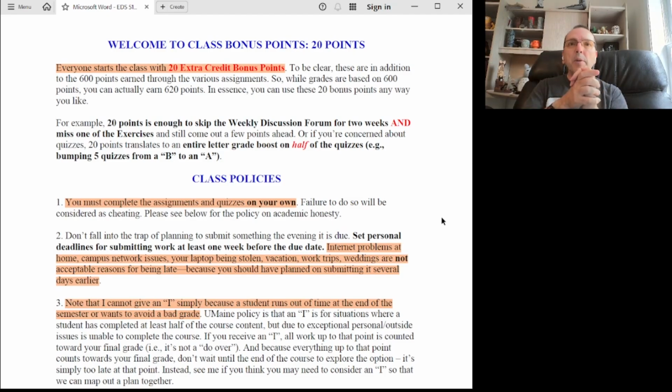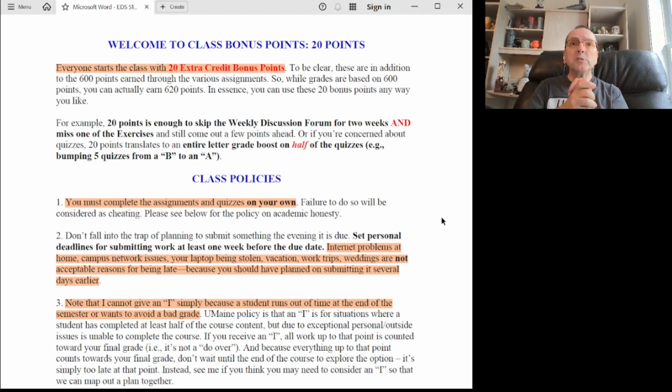Oh, and then finally, you'll notice everybody starts the semester with 20 bonus points. These are true bonus points. It's not part of the 600. They're bonus points that you start with. My purpose of this is to give you flexibility for things that may come up during the semester. You can think of how you may want to leverage these any way you want.